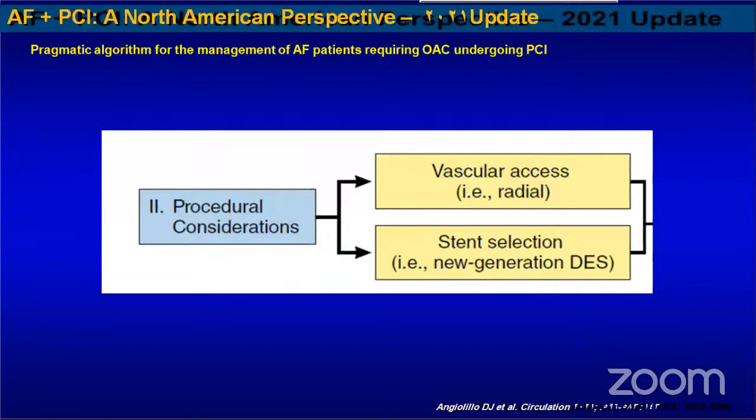According to procedural consideration, we should use the radial vascular access, and for stent selection, a new generation drug-eluting stent. Next.